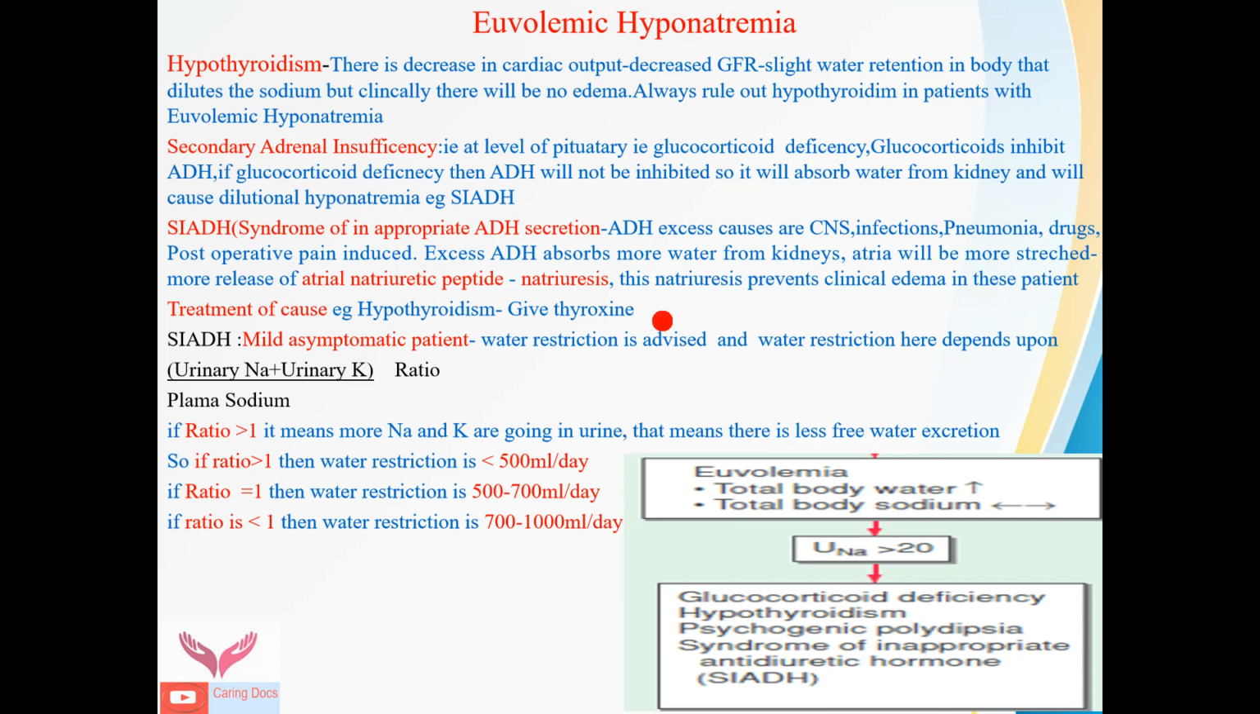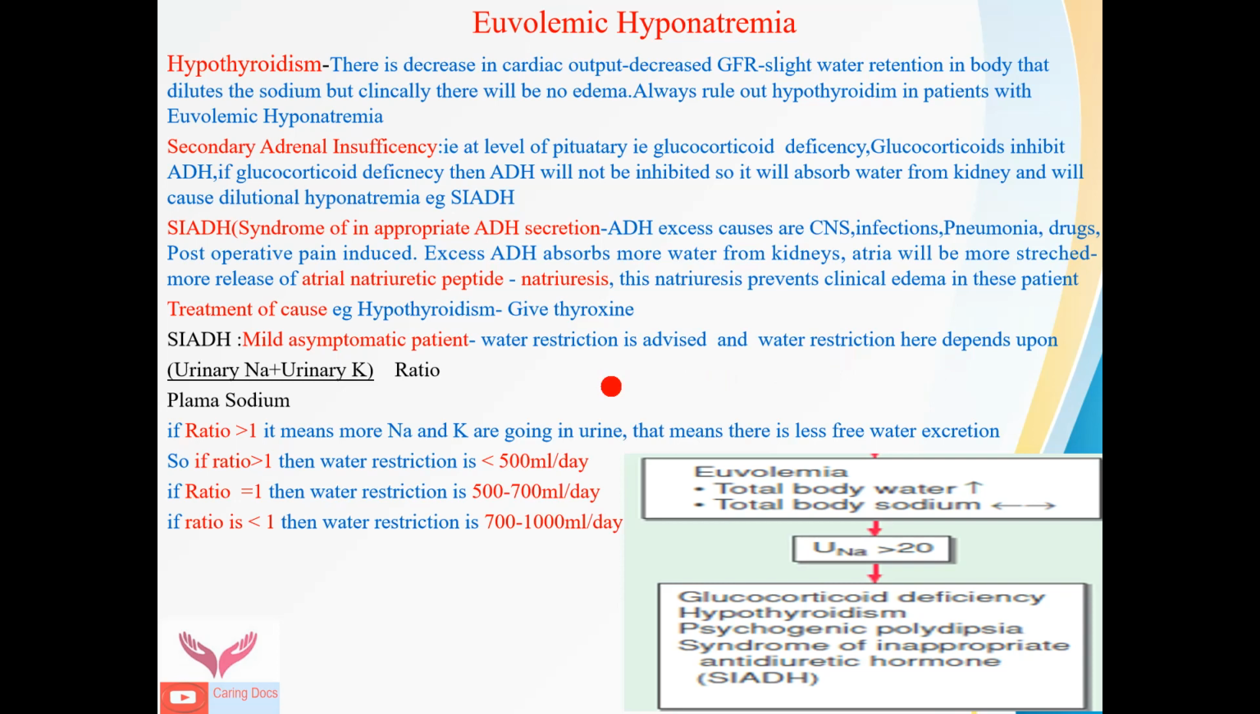So, in euvolemic hyponatremic patients, we have to treat the cause. For example, for hypothyroidism, give thyroxine. For SIADH, in mild asymptomatic patients, water restriction is advised. But water restriction here depends upon the ratio of urinary sodium plus urinary potassium divided by plasma sodium.